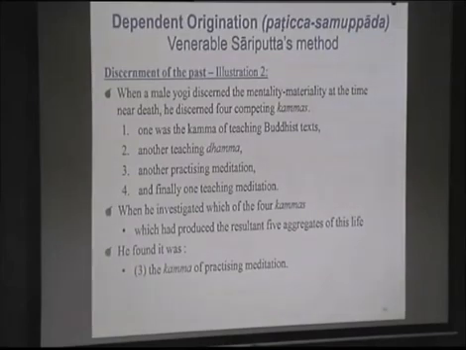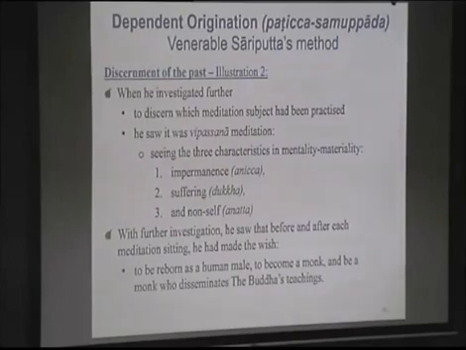He did many, but one is a support to you. When he investigated further to discern which meditation subject had been practiced, seeing the 3 characteristics in mentality, materiality: impermanence, anicca, suffering, dukkha, and non-self, anatta, as his main object. With further investigation, he saw that before and after each meditation sitting, he had made the wish to be reborn as a human male, to become a monk and be a monk who disseminates the Buddhist teaching.